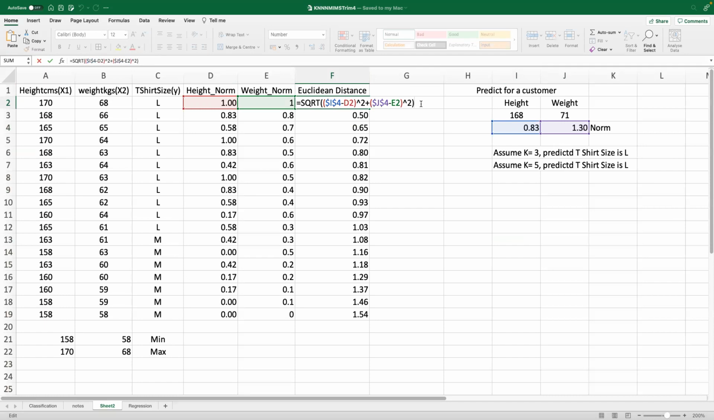You have to fix these two cells. They are common for all now. X2 and x1 are common for all.